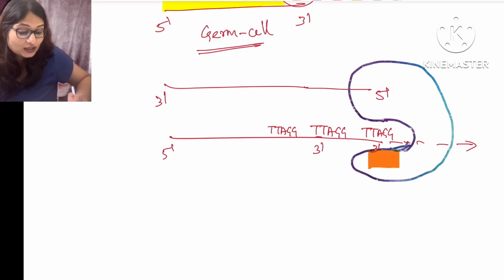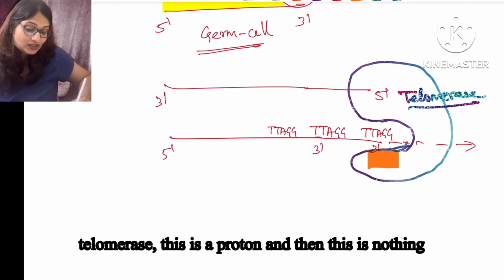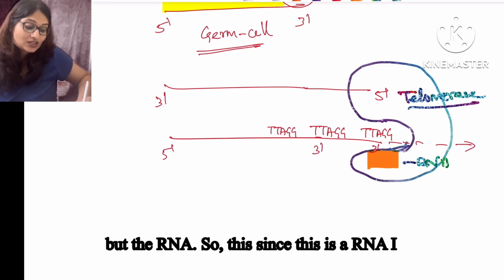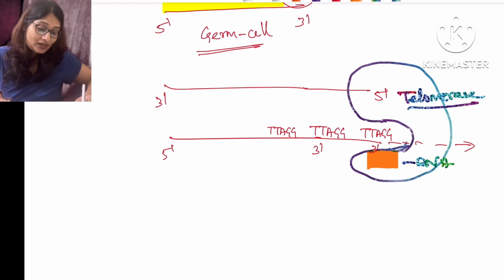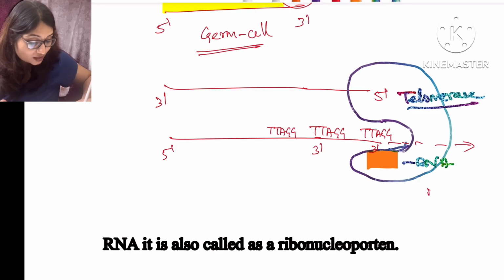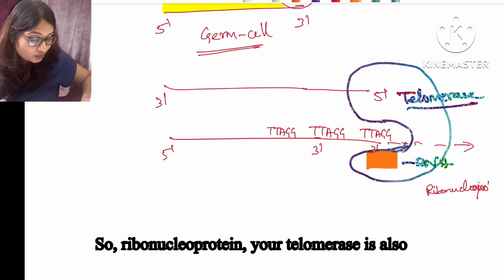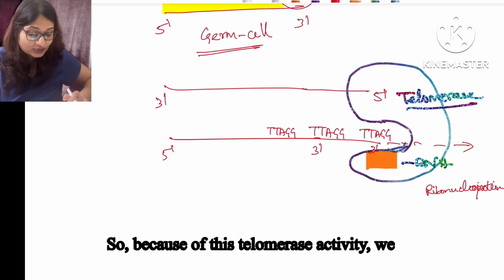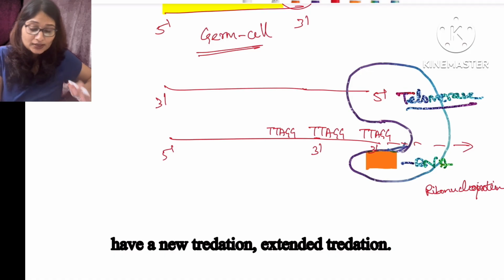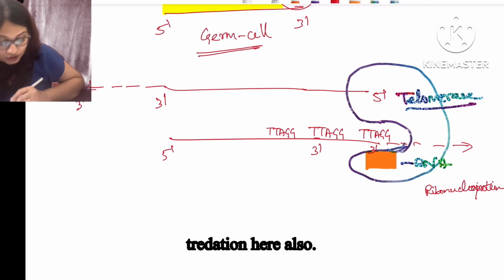because of the activity of telomerase. So this is nothing but your telomerase. This is the protein, and this is the RNA. Since it is a protein, an enzyme, with RNA, telomerase is also called a ribonucleoprotein. Because of this telomerase activity, we have a new extended 3' end. Similarly, we have another extended 3' end here also.